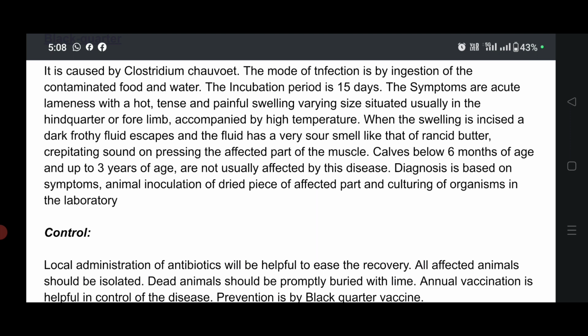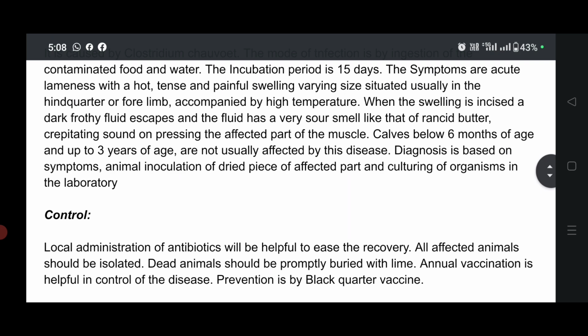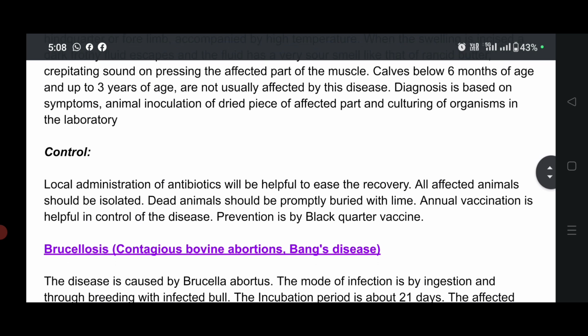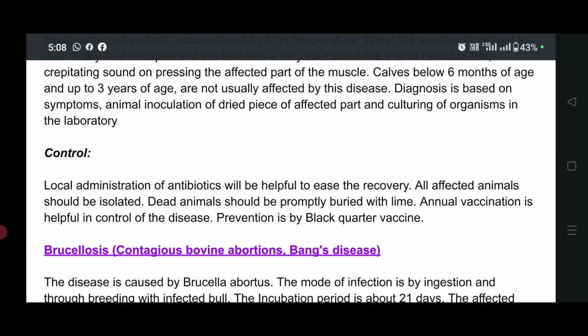All affected animals should be isolated. Dead animals should be promptly buried with lime. Annual vaccination is helpful in control of the disease. Prevention is by black quarter vaccine.